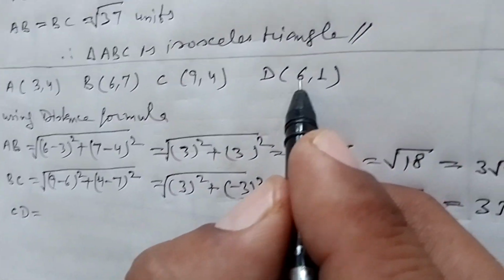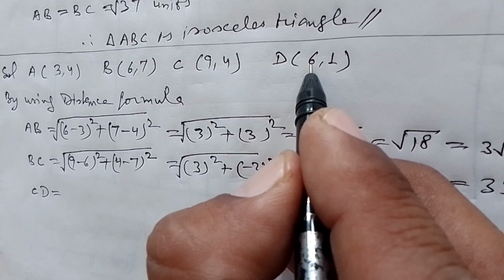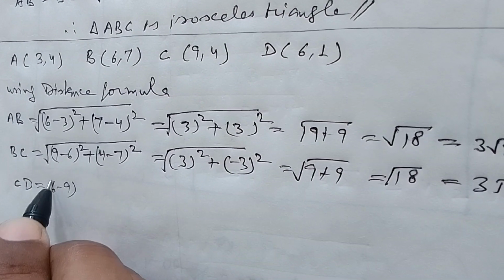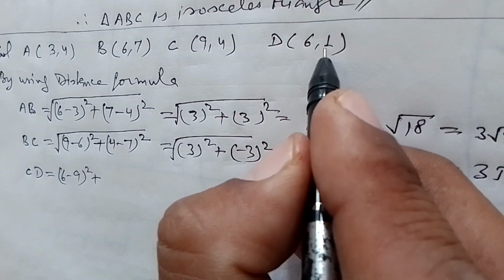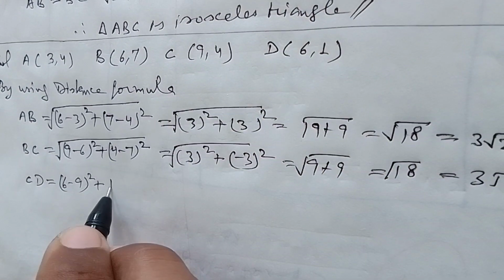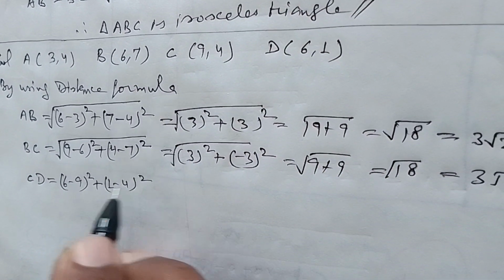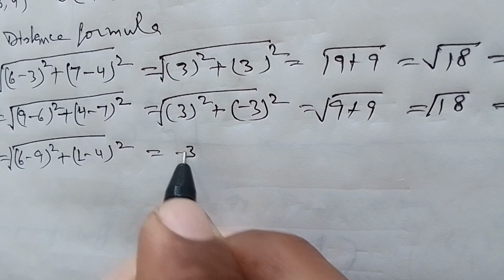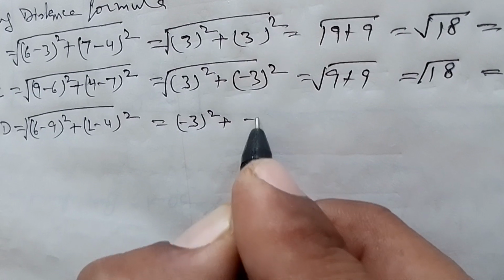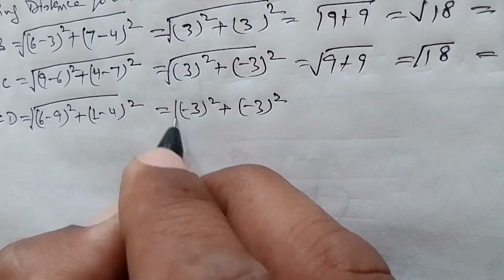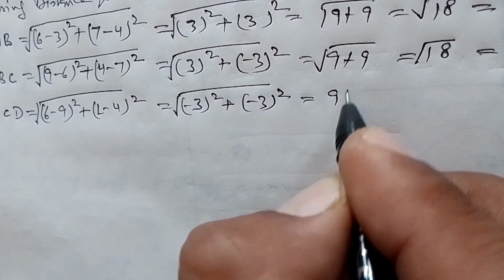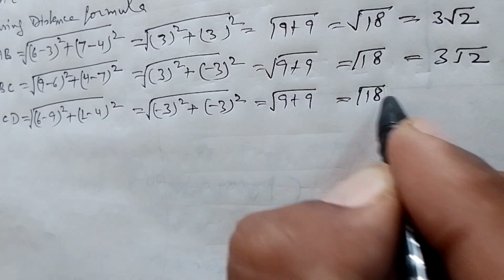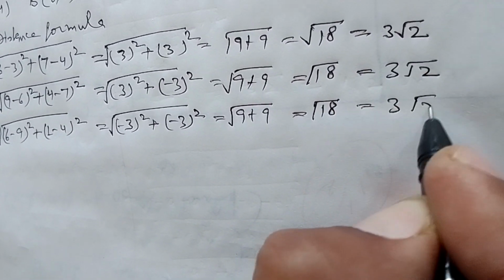So (6 minus 9) squared plus (1 minus 4) squared. This again comes out to be (-3) squared plus (-3) squared, which again comes out to be root of 9 plus 9, root 18, which is equal to 3 root 2.